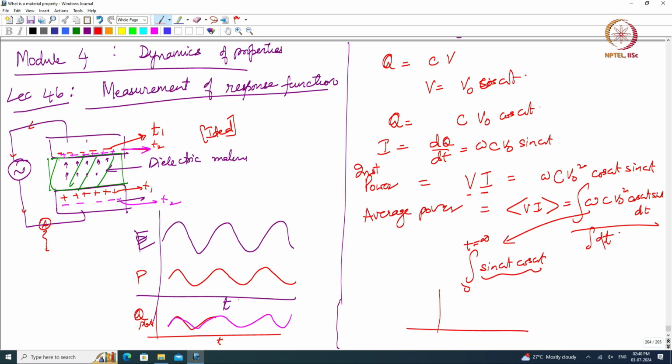Sin omega t cos omega t oscillates like this. So, it oscillates at 2 omega frequency. And since it oscillates at 2 omega frequency, if I am integrating over the entire time, this is the time axis, then I have positive, negative, everything sort of cancels out and this will be 0.